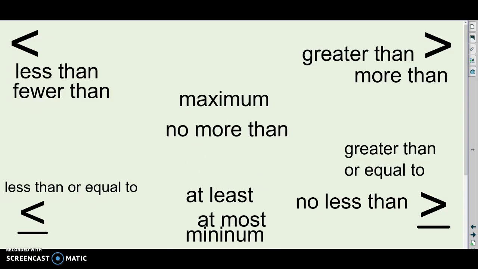How about no more than? So you can eat no more than 2 pieces of cake. You could eat 1, you could eat 2. Okay, so sorry, I got interrupted.